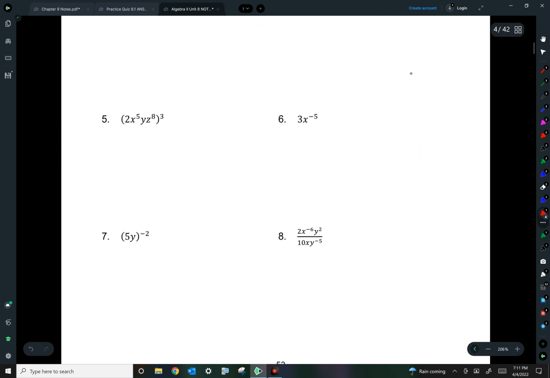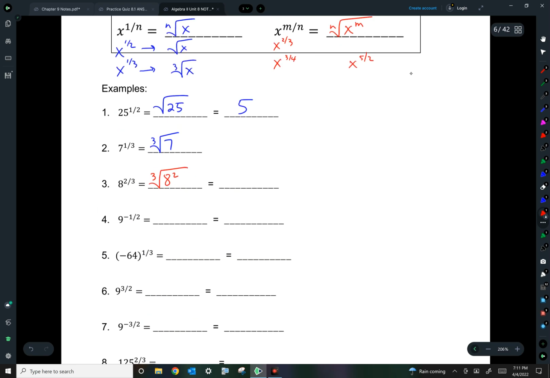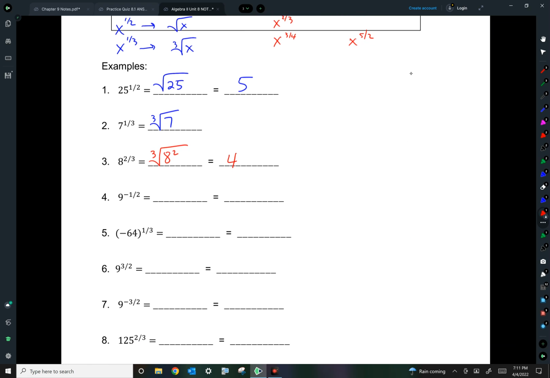So when I go back to number 3, the cube root of 8 is 2, and then 2 squared is 4. We'll go to 4 and 5 in a minute, but skip down to number 6. So this time the denominator is 2, so that would be the square root, and then the 3 is your numerator, so it's 9 to the 3rd. Again, like I said, do the root part first. So the square root of 9 is 3, and then 3 to the 3rd power is 27.